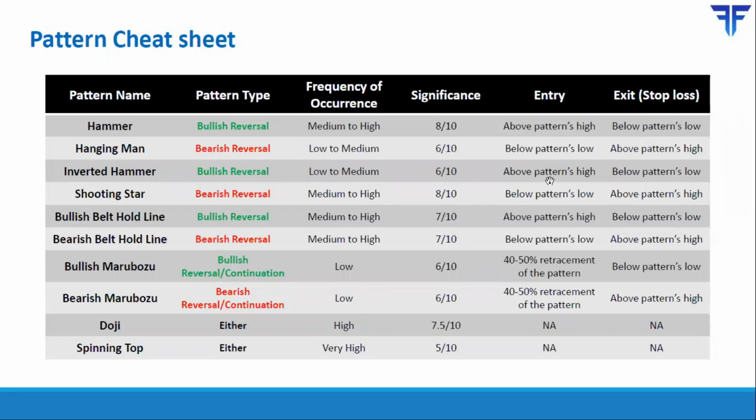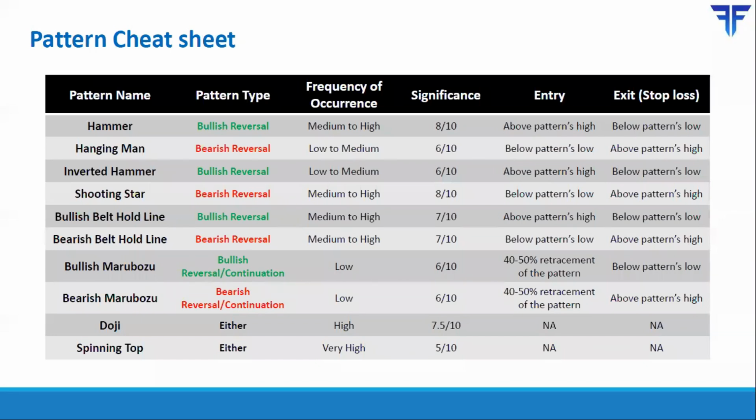Entry again is above the high of the inverted hammer. So once that high breaks, you can consider placing a buy. And once you place a buy, the stop loss, that is the exit, will be below the low of the inverted hammer. Shooting star, it's a bearish reversal pattern. Frequency of occurrence is medium to high. It's a very significant pattern. Along with hammer, this is one of my favorite single candlestick patterns that I trade on. I would give it a rating of 8 out of 10. Entry is below the pattern's low, and exit is above the pattern's high.